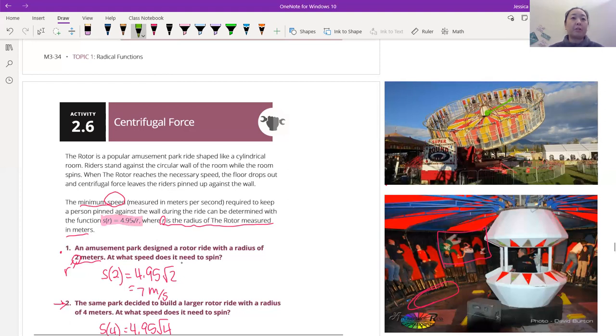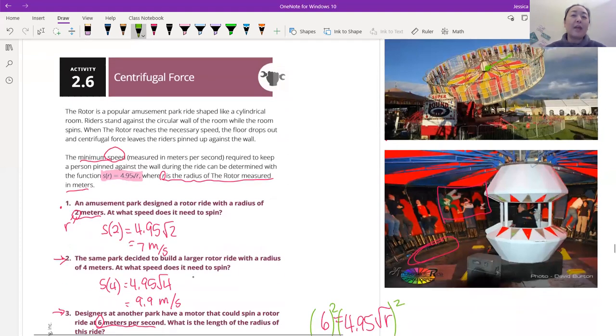Okay, so let's see here. An amusement park designed a rotor ride, see, Gravitron, with a radius of 2 meters. At what speed does it need to spin? All right, so again, this is our radius, our 2 meters, because it says radius of 2 meters. And so we're going to plug that in for r. So s of 2 is equal to 4.95 square root of 2, right?